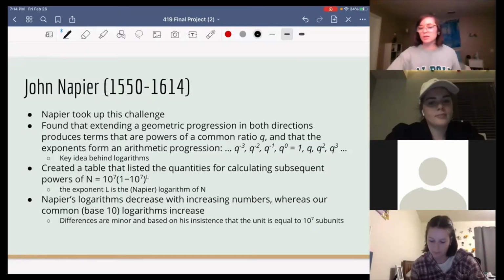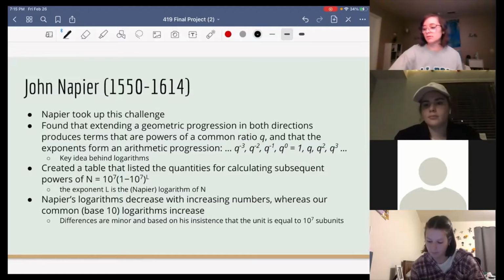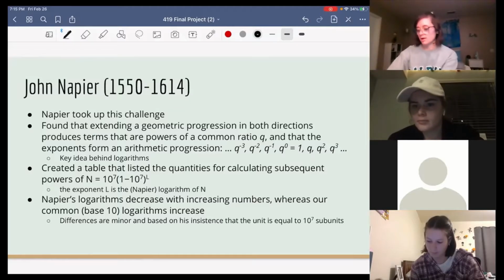So Napier's definition differs from our modern definition, which was introduced by Euler. Euler's definition in 1728, our modern definition, is that if N equals b to the L power, then L is the logarithm base b of N. So in Napier's system, if L is 0, then N equals 10^7. So this means the Naperian logarithm of 10^7 equals 0. Versus in our modern system, if L equals 0, then N equals 1. So log base b of 1 equals 0.